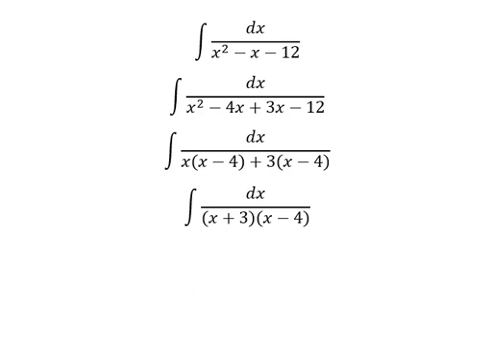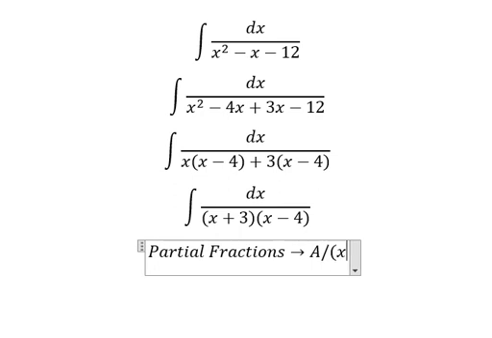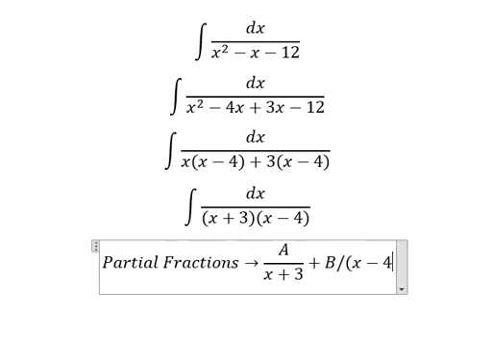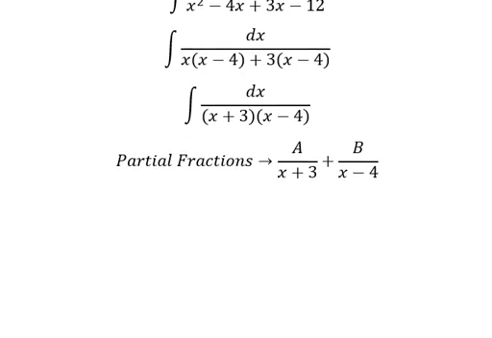Next, we can use about partial fractions. So I will put A over s plus number 3 and B over s minus number 4. Now we can do common denominators.